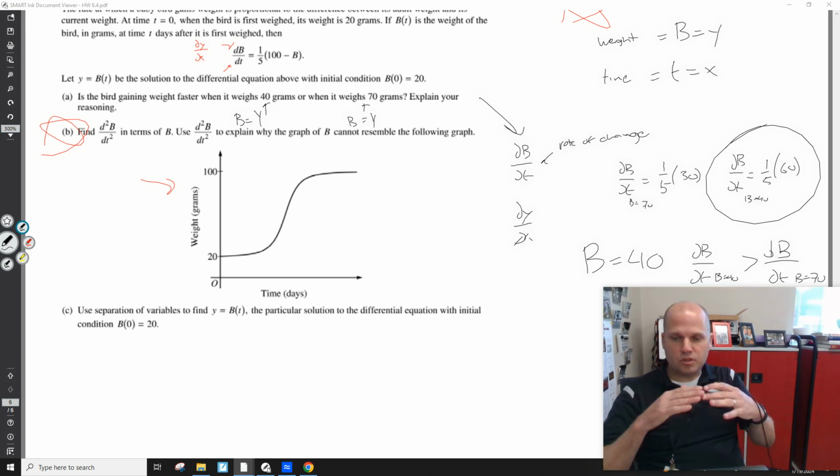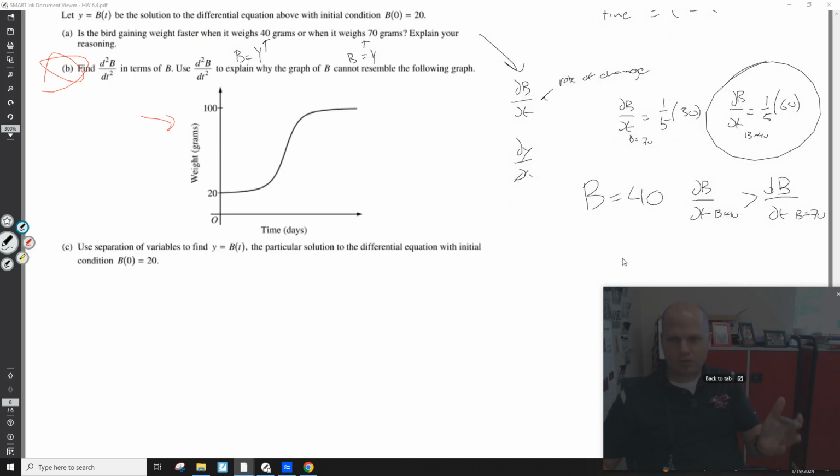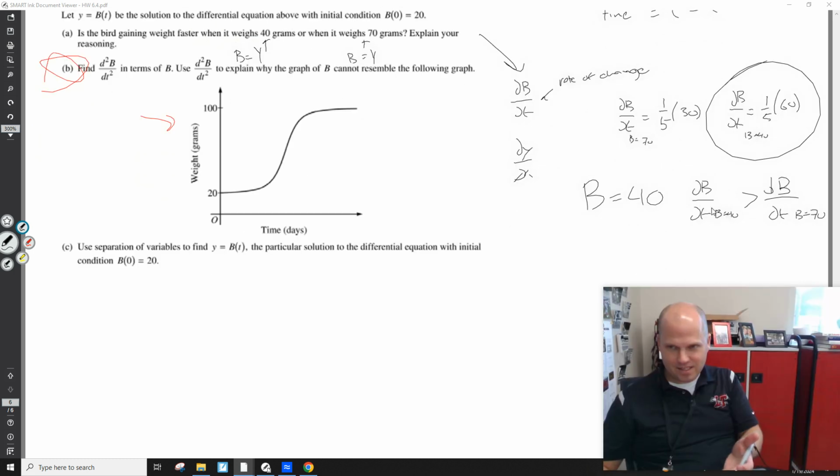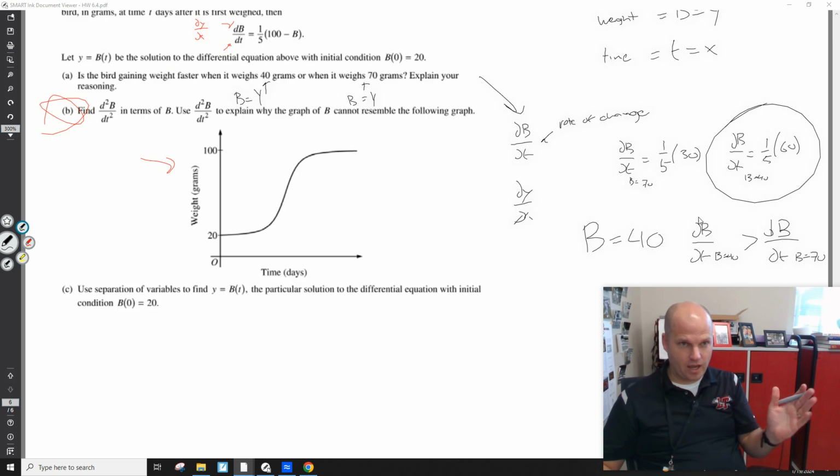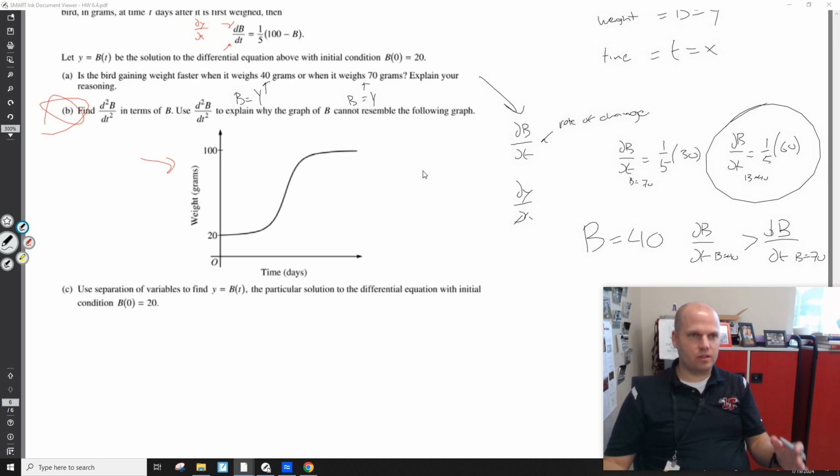You could have done the same thing with y equals 40, dy dx, as long as you've established that they're the same thing, is larger at y equals 40 than dy dx is at 70. Okay? Don't let the b's and t's just confuse you. Now let's go to the next one.